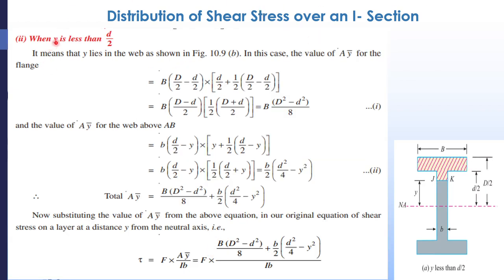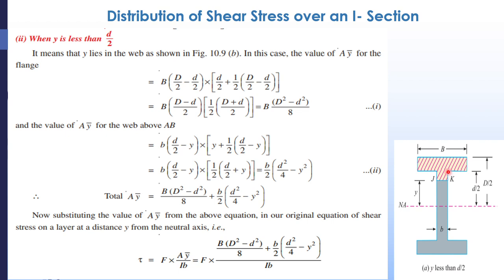Okay. Now when y is less than small d by 2, y lies somewhere within the web, from this point to this point. So we are considering a section accommodating these two. Now what is the area of this particular section? The area of the section is the area of this rectangle plus this small rectangle. What is the area of this particular rectangle? That is B times (capital D by 2 minus small d by 2). That is the area of this rectangle.